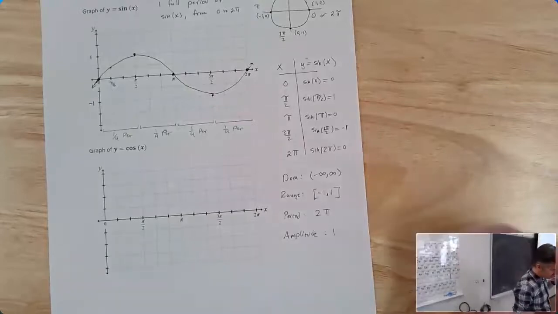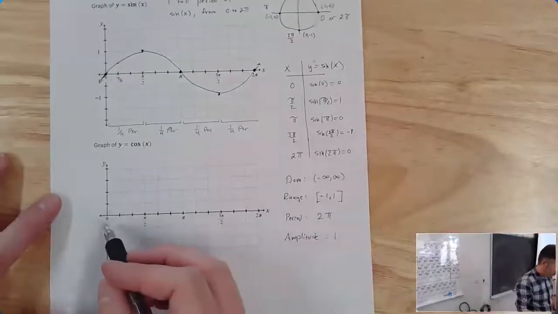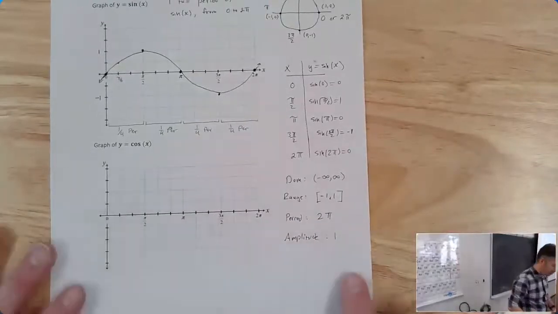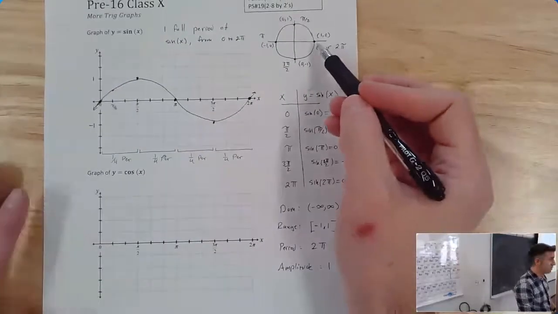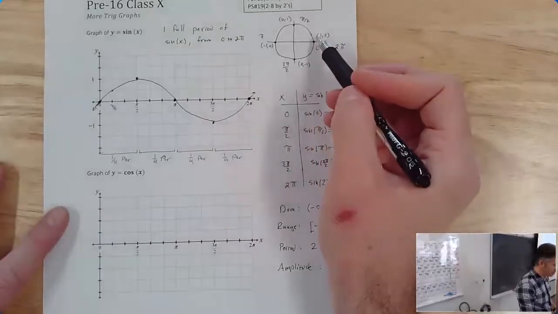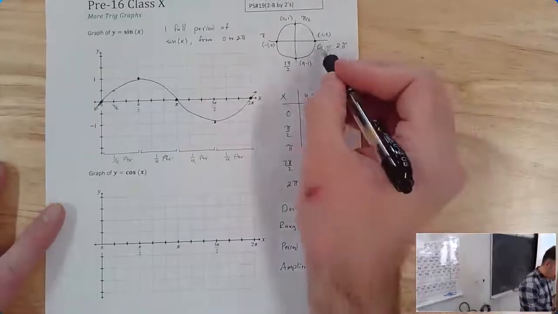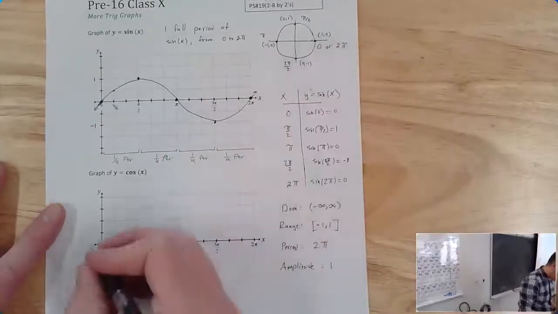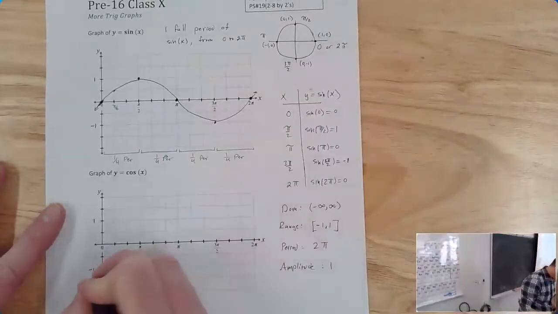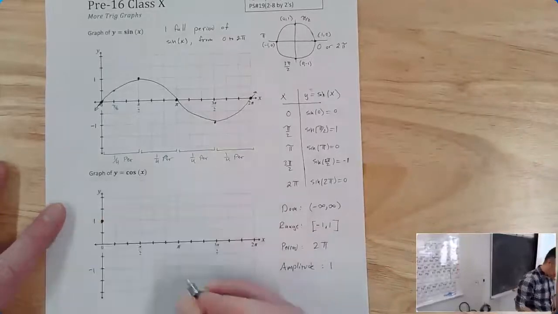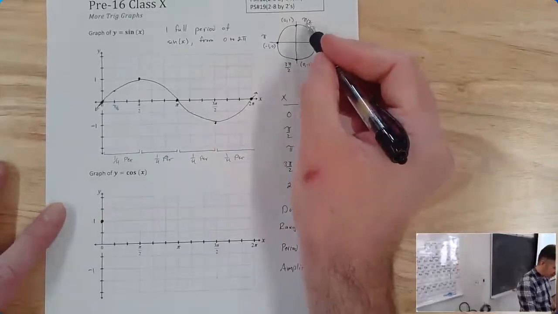All right, let's graph cosine as well. For cosine, we're going to do the same thing. We're going to look back at our unit circle, but instead of using the y values to get sine, we're going to use the x values to get cosine. So when I see cosine of 0, I'm going to get the value of 1. And cosine of pi over 2, the value is going to be 0.